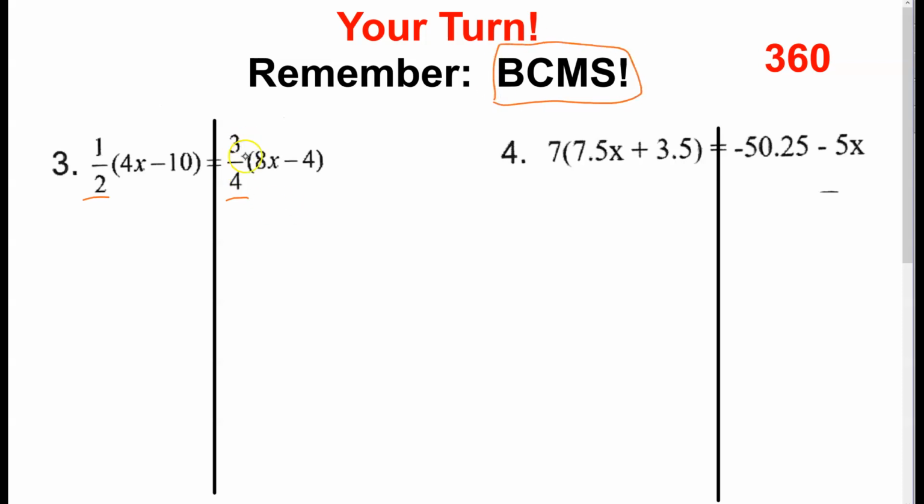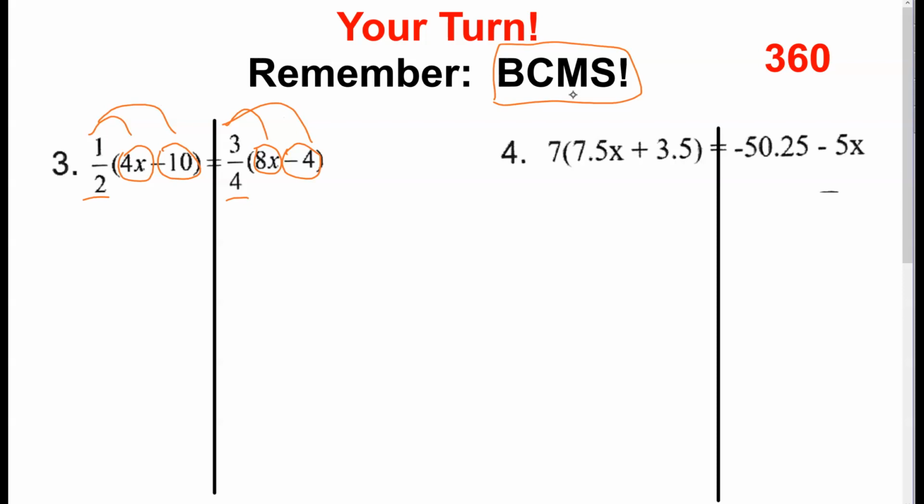So you'll notice there's actually parentheses on both sides this time, right? On this side, I have to take 3/4 times an 8x and times a -4. On this side, I'm taking a 1/2 times 4x and a 1/2 times a -10. We're still solving the same way, even though we have fractions. That doesn't change our steps here. So the good thing is, again, you can use your calculator as needed on this.